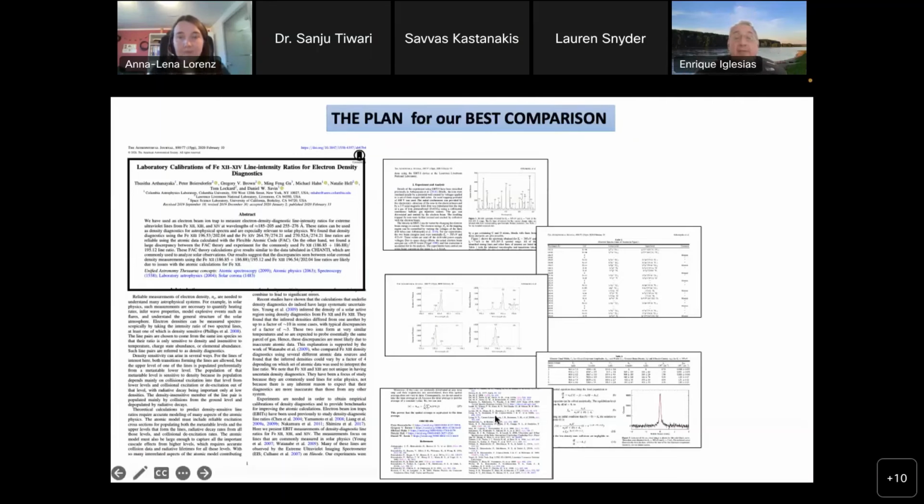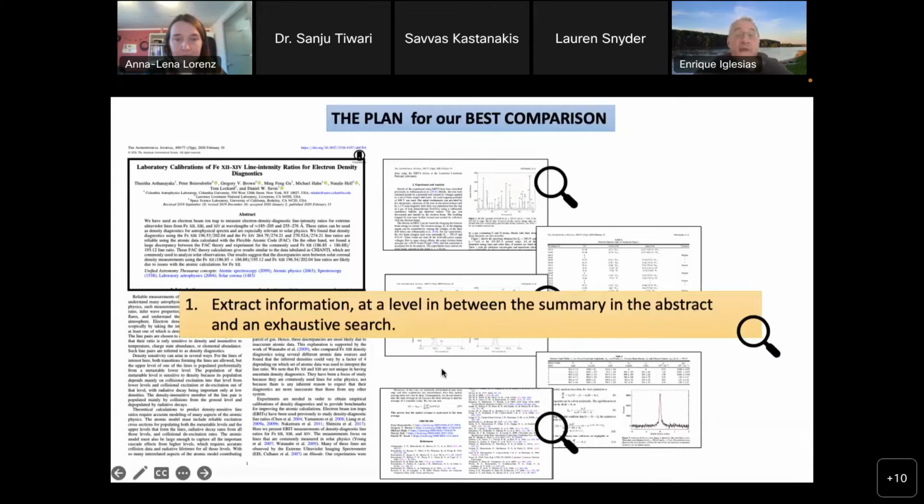So this is a typical paper. This is how it looks. It has an abstract. But if you make a more exhaustive study of it, you will find graphs, tables, modeling of data, references, analysis. And so the information that we extract from the paper, we decided to do at a level in between the summary and an exhaustive search.